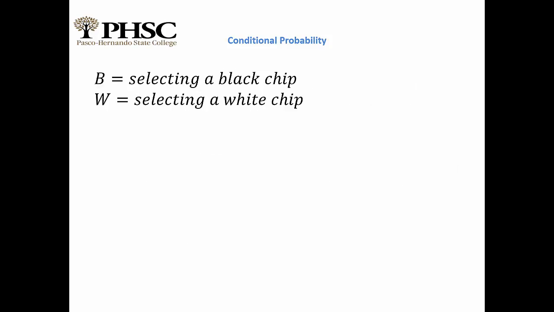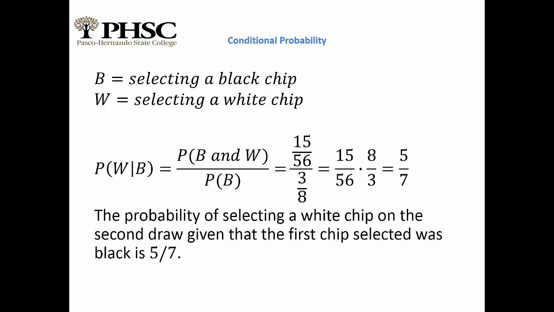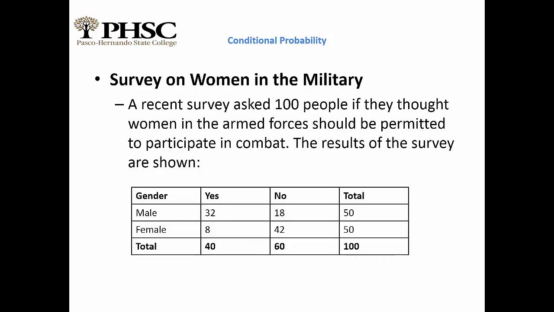So B is a black chip, W is a white chip. So the probability of W given B is equal to the probability of B and W divided by the probability of B. Probability of B and W is 15 out of 56. Probability of B is 3 out of 8, and we get 5/7. So the probability of selecting a white chip on the second draw, given that the first chip selected was black, is 5/7. Here's another example.